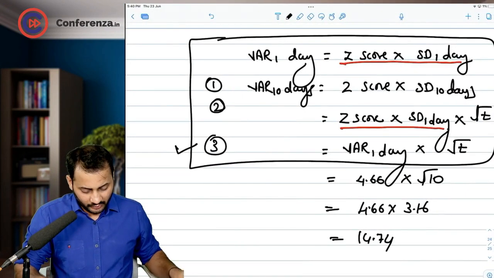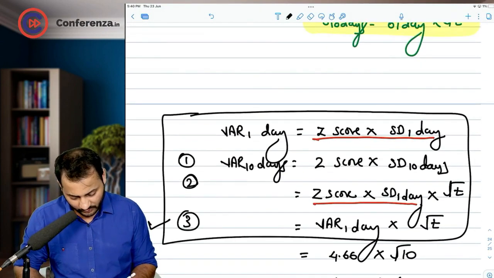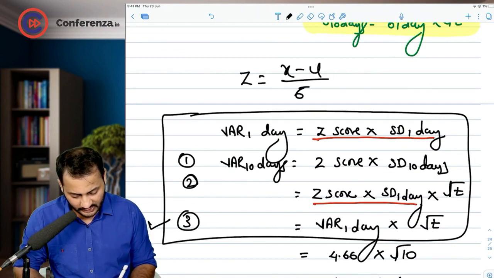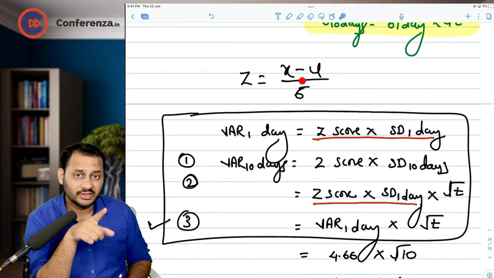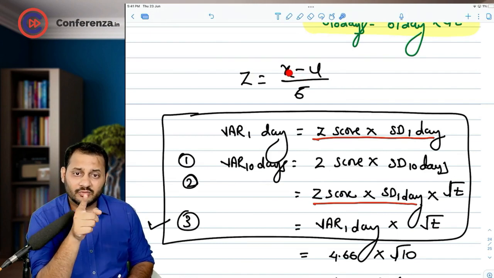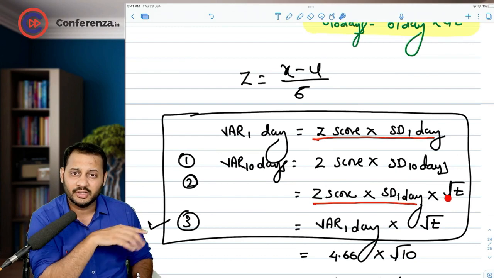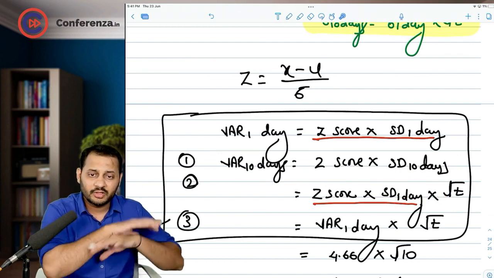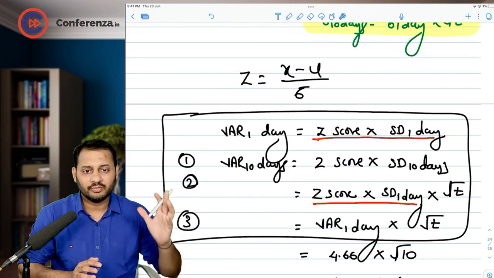Cool. All in all, what you have to remember is this much of the formula and one more formula, which is z is equal to x minus mu by standard deviation. And please remember, this formula of VAR is derived from this formula itself. So ultimately there are only 2 formulas. Z is equal to x minus mu by standard deviation, and standard deviation for 10 days is equal to standard deviation of 1 day into under root t. With the help of these 2 formulas, you are deriving all the other formulas. But all in all, you will have to remember only this much.